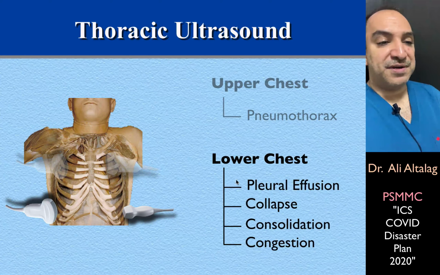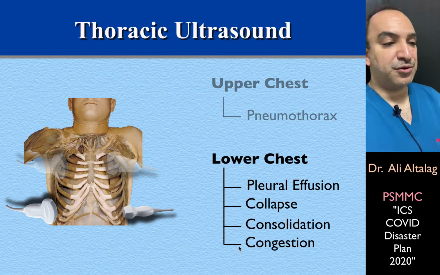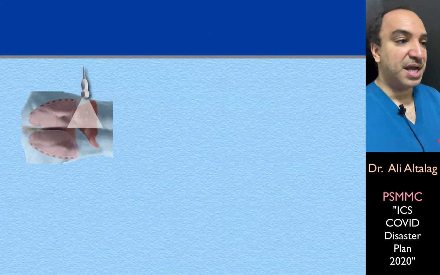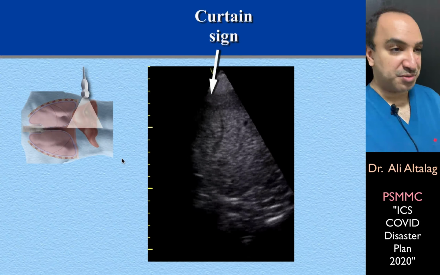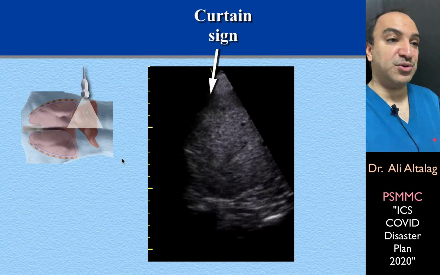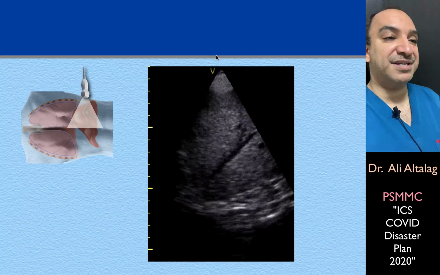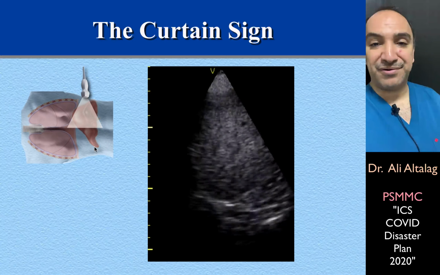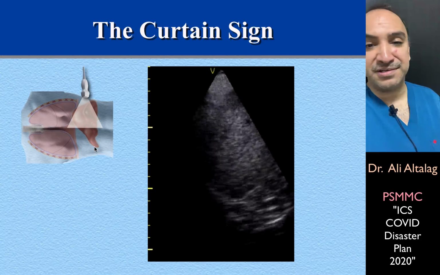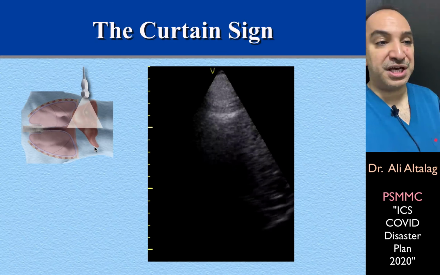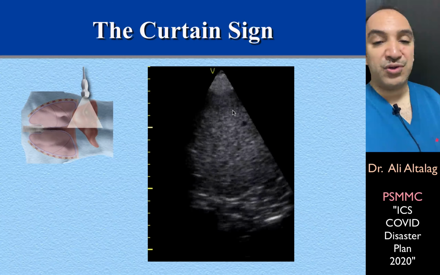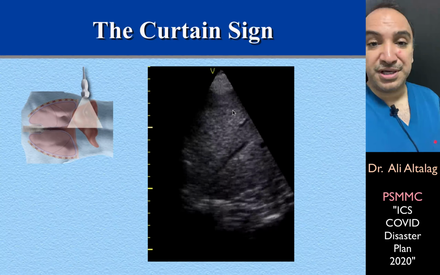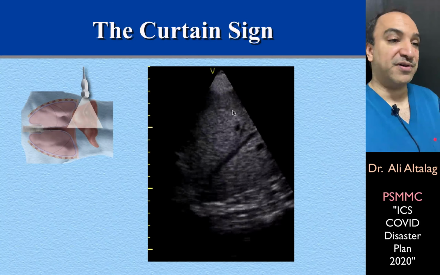For lower chest ultrasonography, looking for pleural effusion, collapse, consolidation, or congestion, we can use the curvilinear array transducer or the phased array transducer. And this is a normal subject in whom we are demonstrating something called the curtain sign. The curtain sign is nothing but air in the lung at the costophrenic angle that moves in and out of the way of the transducer, giving the air artifact. So the presence of the curtain sign rules out pleural effusion at the costophrenic angle.